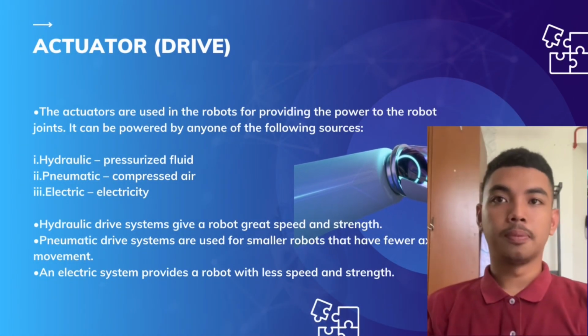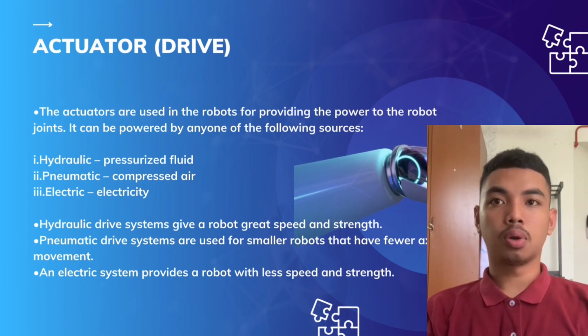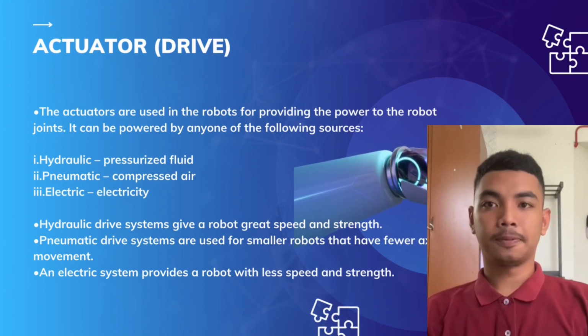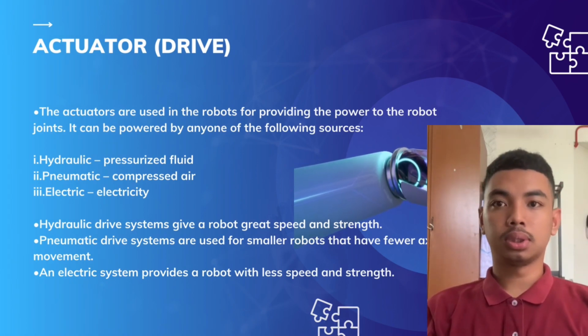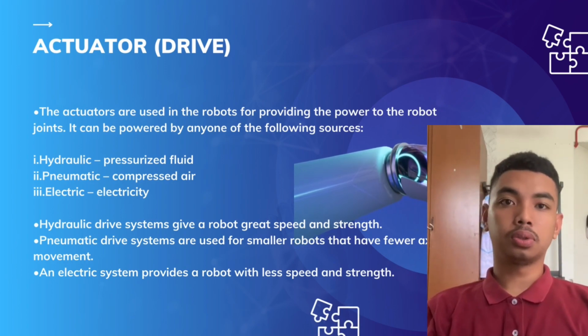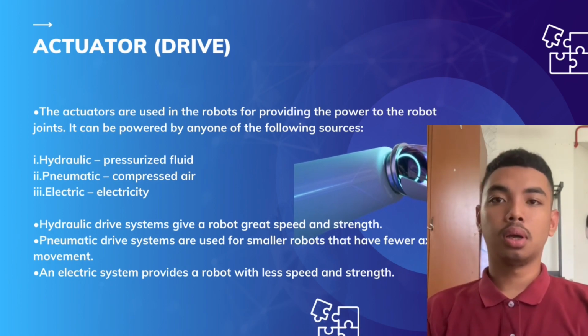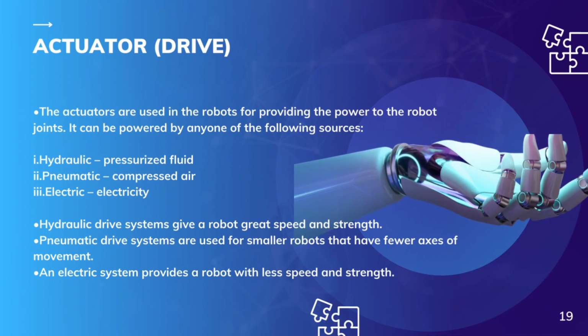Next is the actuator. The actuator is used in a robot for providing power to the robot joints. It can be powered by any one of the following sources: number 1, hydraulic, number 2, pneumatic, and number 3, electric. A hydraulic drive system gives a robot great speed and strength. A pneumatic drive system is used for smaller robots and has few axes of movement. An electric system provides a robot with less speed and strength.